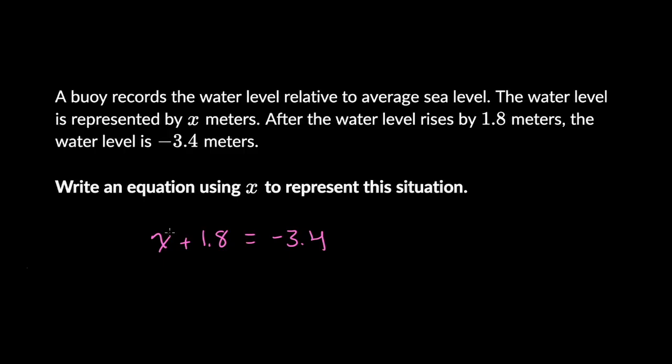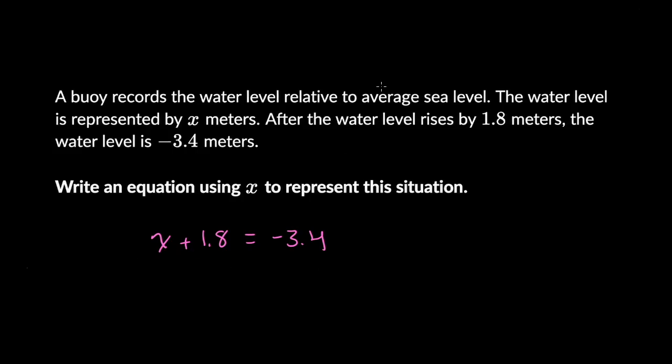Now, some of you might be wondering, what does negative 3.4 meters mean? Well, that means that the current water level is 3.4 meters below the average sea level. So we're probably at low tide at that point. So this would be my equation.